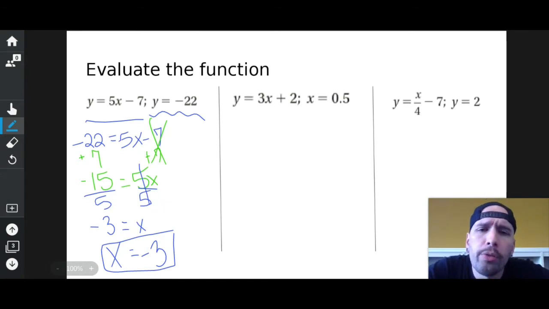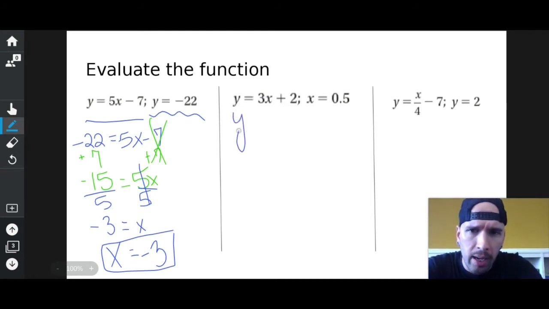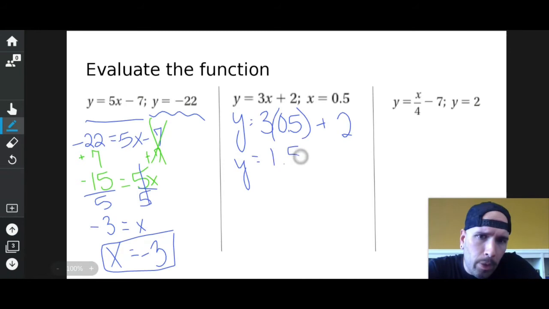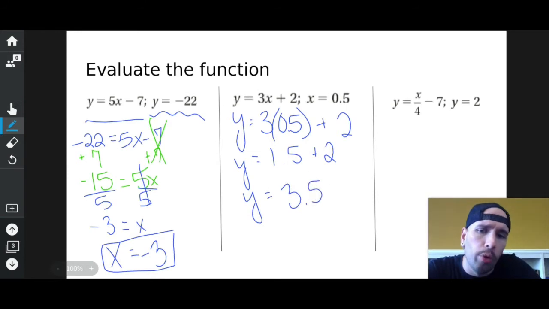y equals 3x plus 2 and x equals 0.5. All right, so I'm going to rewrite that equation, but instead of x, I'm going to put 0.5. So this is actually a little bit friendlier than the last one because I don't really have to solve for anything. All I have to do is do some math. 3 times half is 1.5, and 1.5 plus 2 is 3.5. Cool.